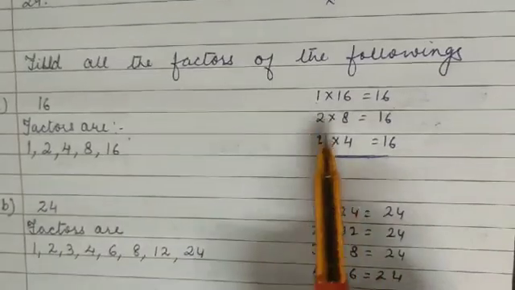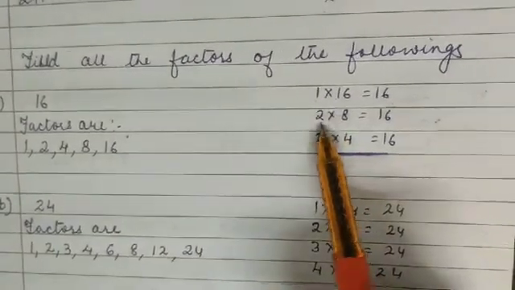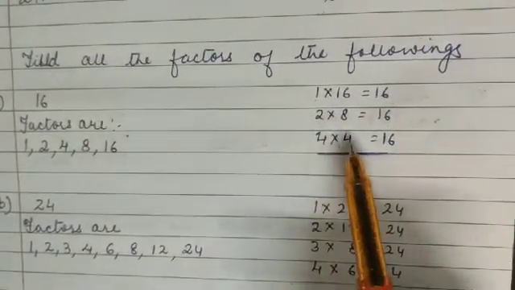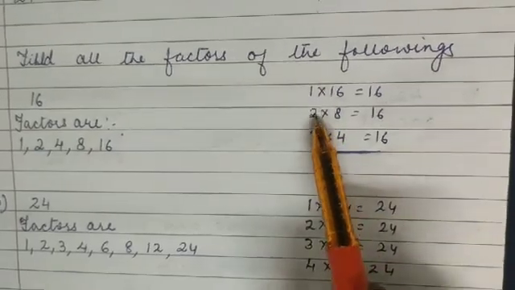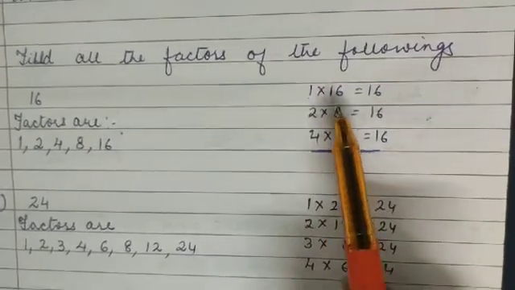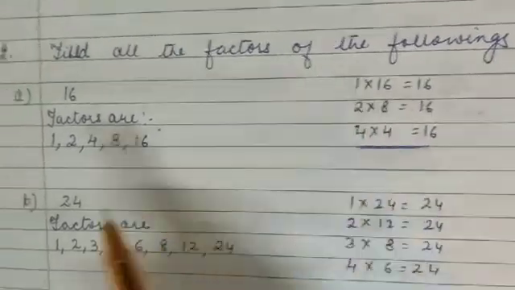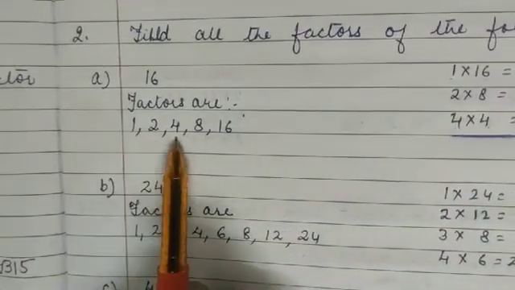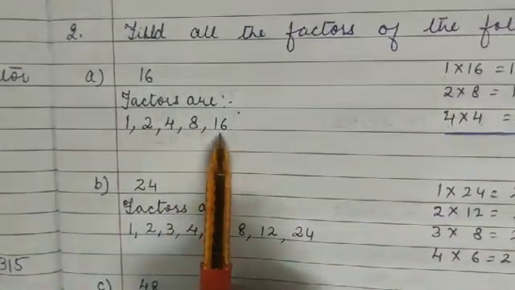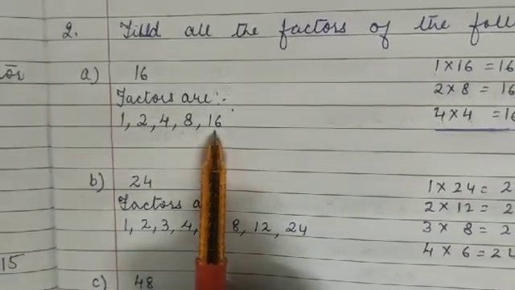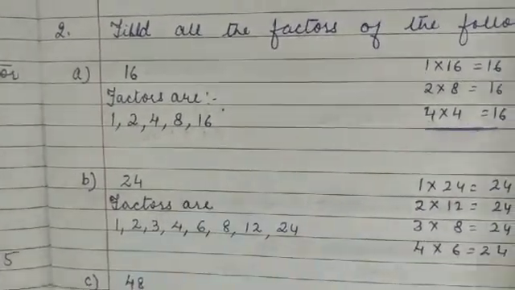Clear? So here our factors are 1, 2, 4. Again we will not repeat the 4. 1, 2, 4, 8, 16. So they are the factors: 1, 2, 4, 8, 16. Clear? Now the second method, the division method, I will explain how to do.